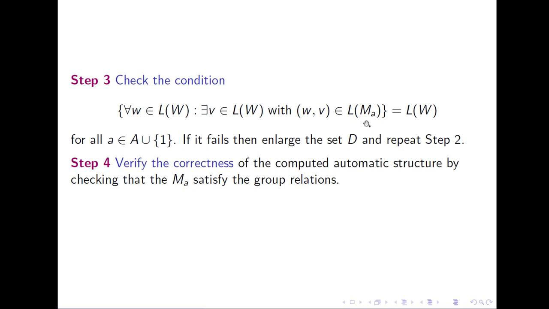But that doesn't matter. The final step is just verifying the correctness, and that's essentially checking that the automata MA satisfy the group relators. In other words, if you've got a group relator ABCD, and if you multiply a word by A, then by B, then by C, then by D, you should get back to the original word. So the final step gives you a theoretical proof of the correctness of what you've computed. So the output of the final step is, yes, what you have computed is definitely correct.